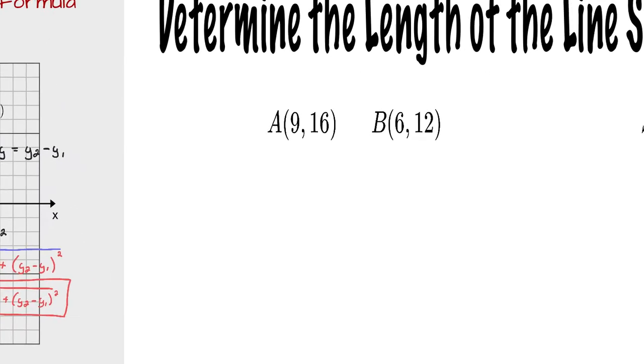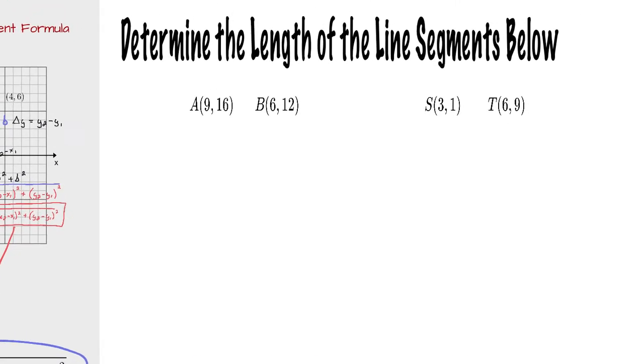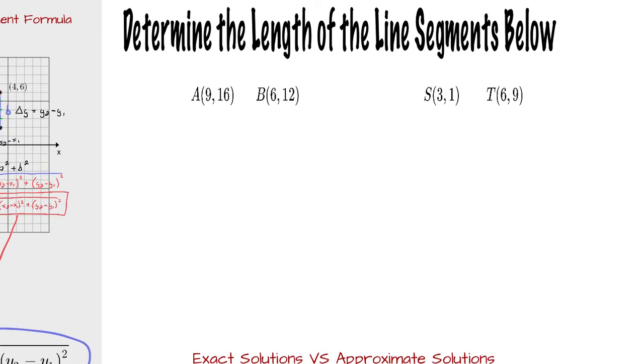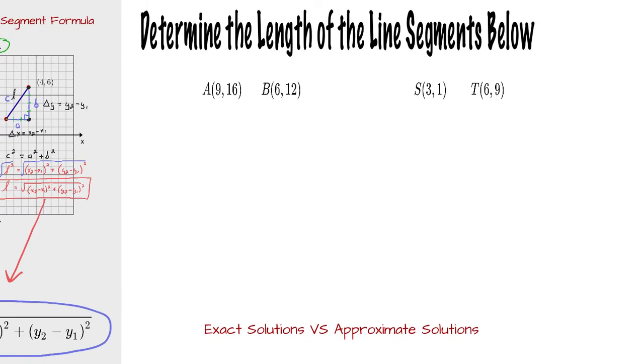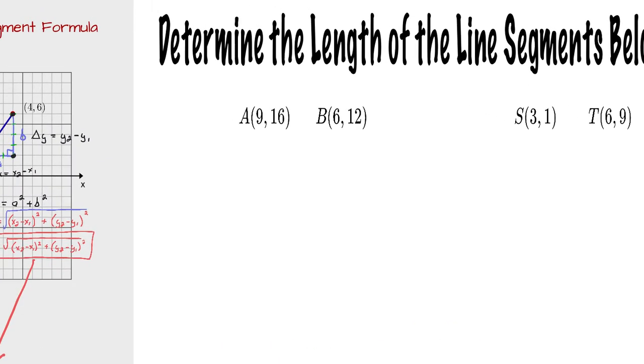Okay, so let's do a couple of examples. We're going to determine the length of the line segments below, and I'm going to show you the difference between an exact solution versus an approximate solution. In this case, we have L equals the square root of the change of x all squared plus the change of y all squared. Sub in my values.